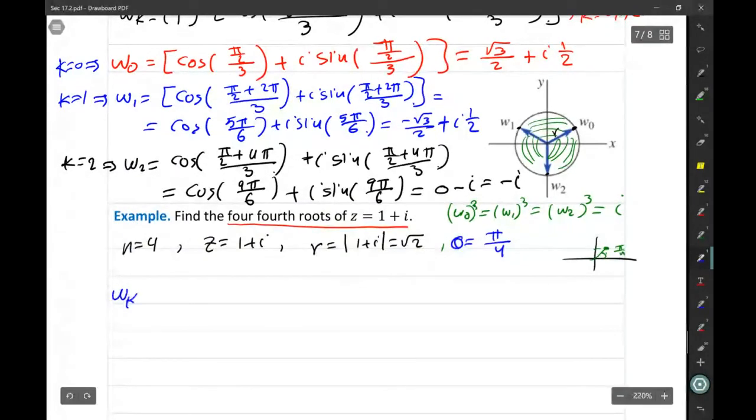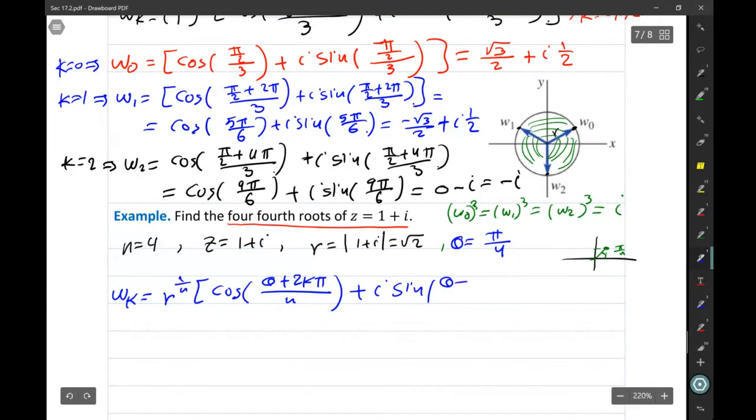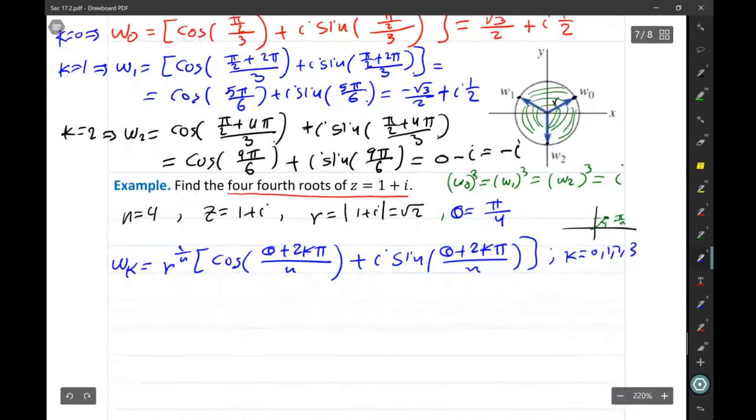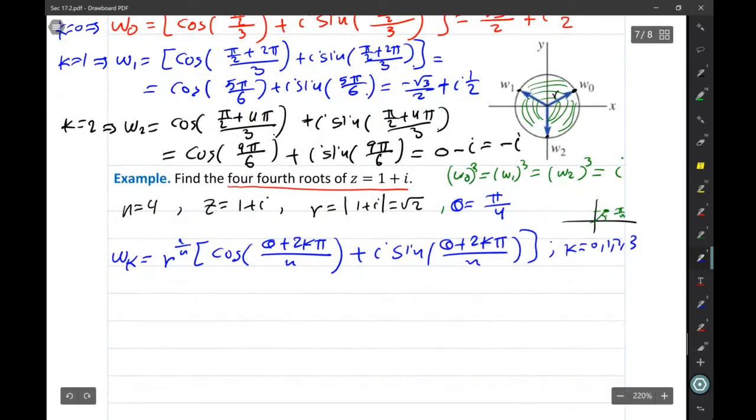Now W_k is equal to R to the power 1/n times cosine of (theta plus 2kπ)/n plus i times sine of (theta plus 2kπ)/n, where k is equal to 0, 1, 2, 3. Now we have to find those four roots.